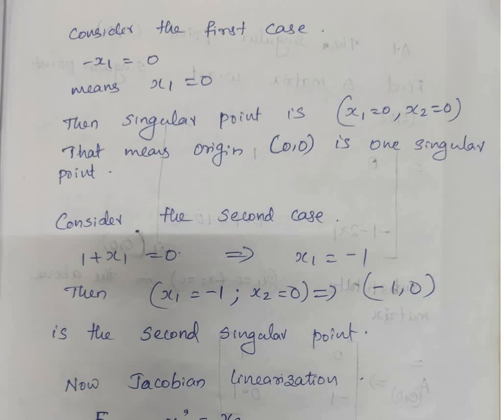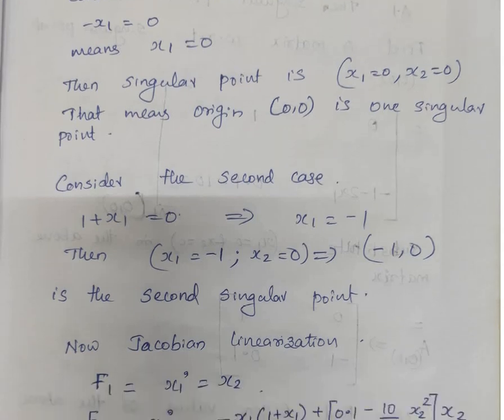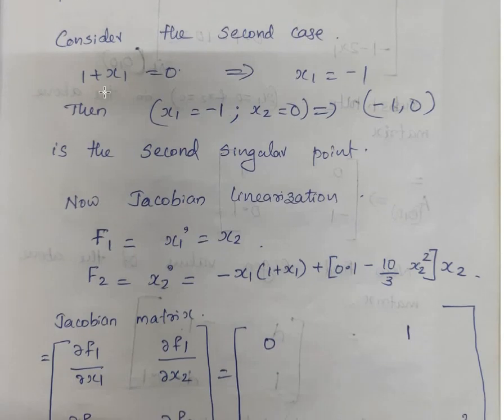Now, we have to find out the second singular point. How can you find the second singular point? We already have 1 plus x1, either minus x1 is equal to 0 or the second case is 1 plus x1 is equal to 0. When 1 plus x1 is equal to 0, that means the value of x1 is minus 1. Then the second singular point is x1 is equal to minus 1 and x2 is equal to 0. Hence, the second singular point is minus 1 comma 0.